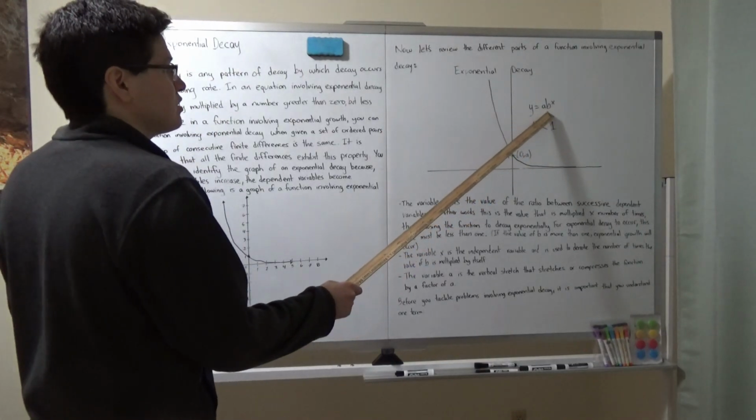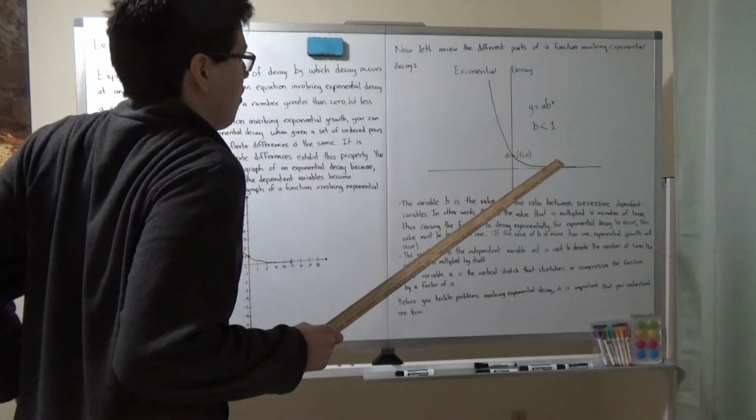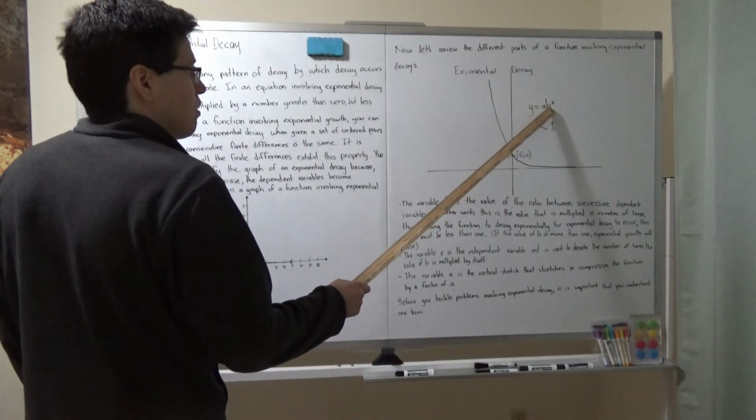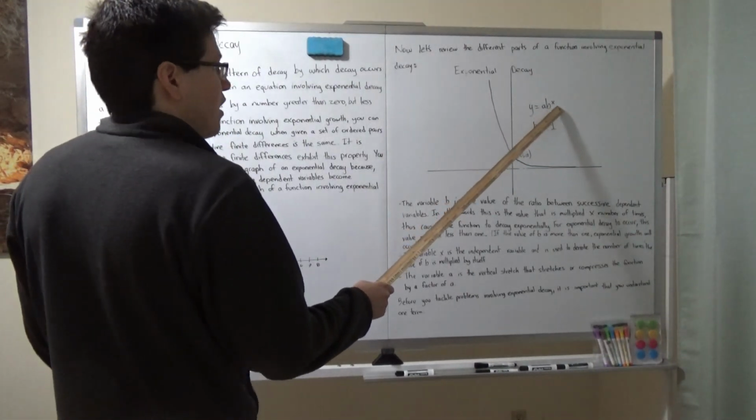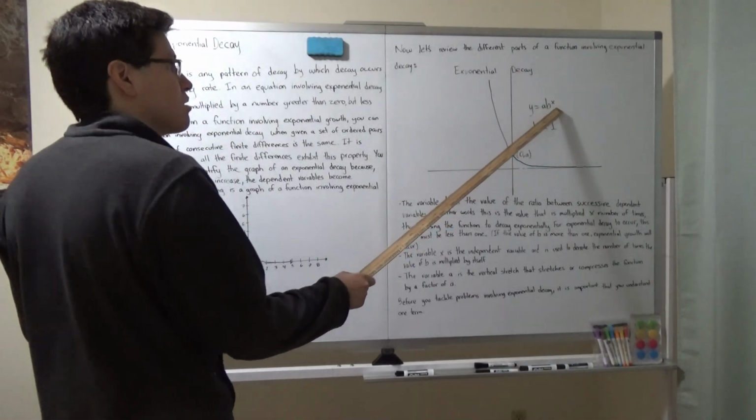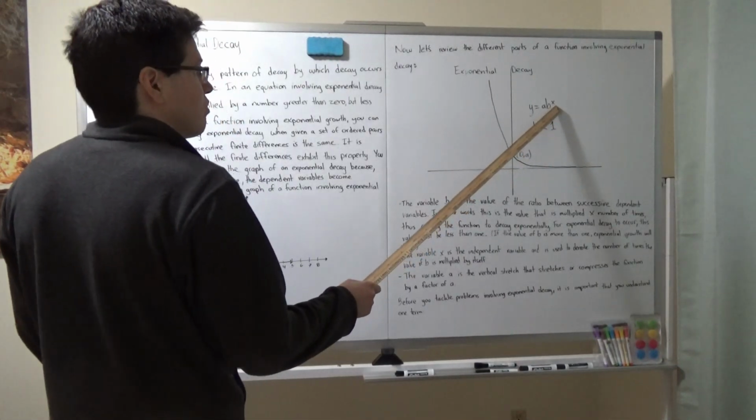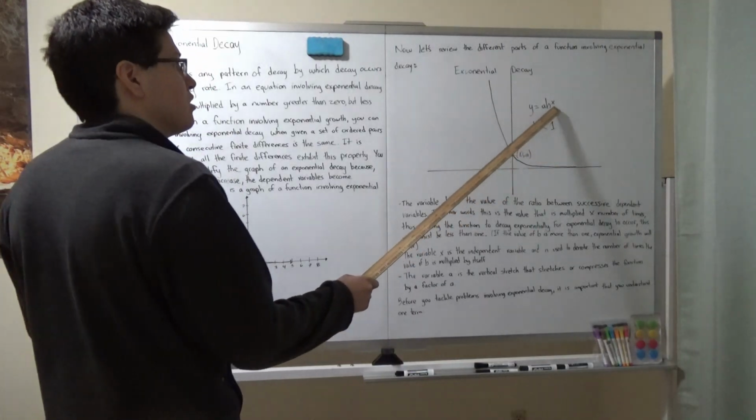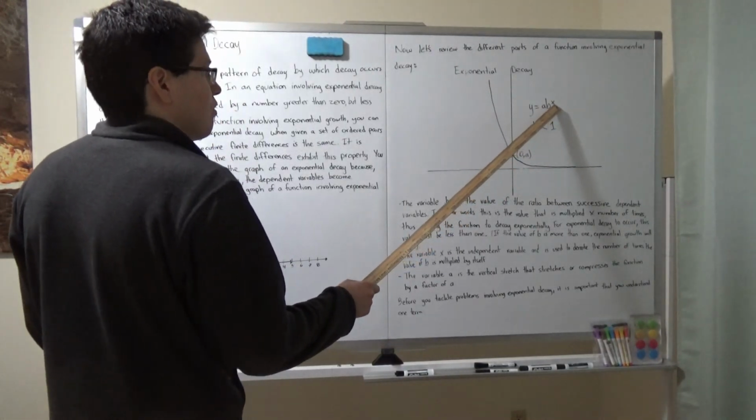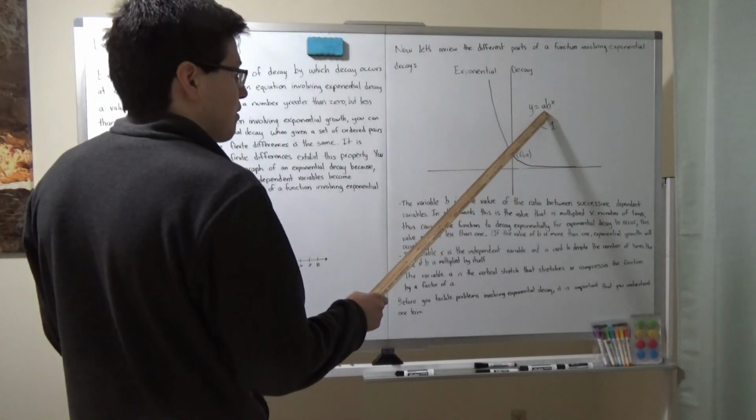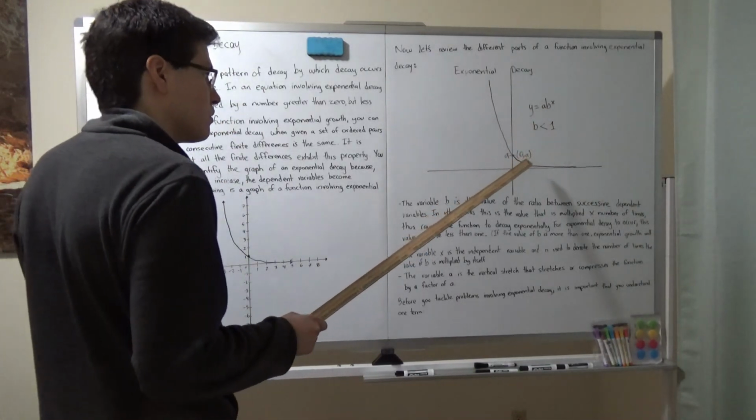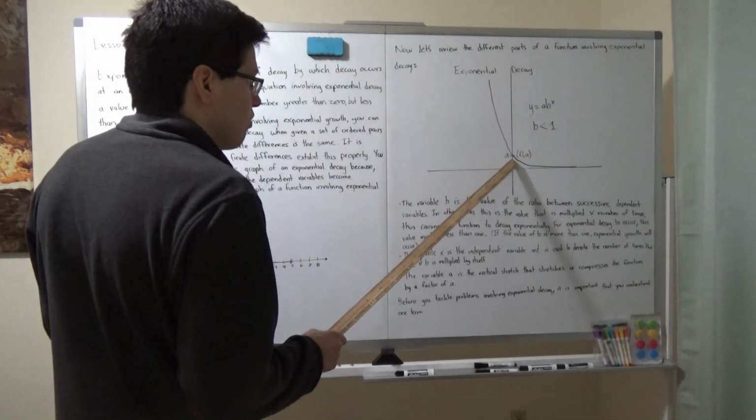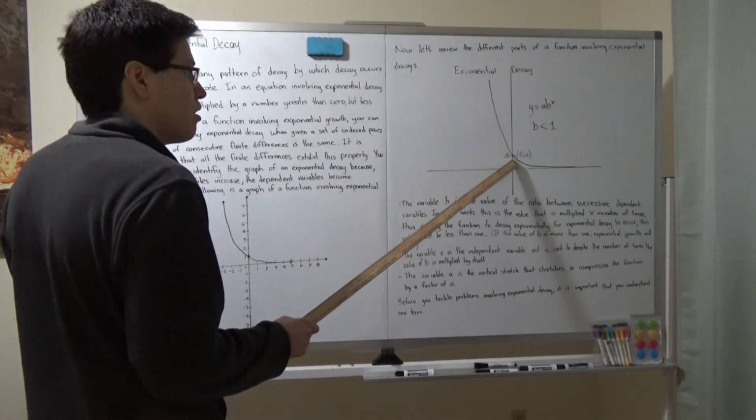We know that if x has a value of 0, then b raised to the power of 0 is, sorry, 1, because any non-zero number raised to the power of 0 is 1, and 1 times a is a. So the y-intercept for an x value of 0 will always be a.